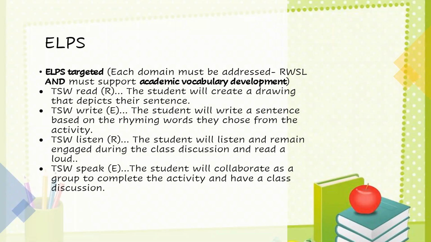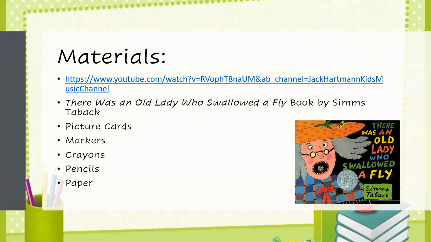Here's my ELPS. The student will create a drawing that depicts their sentence. The student will write a sentence based on the rhyming words they chose from the activity. The student will listen and remain engaged during the class discussion and read aloud. The student will collaborate as a group to complete the activity and have a class discussion.